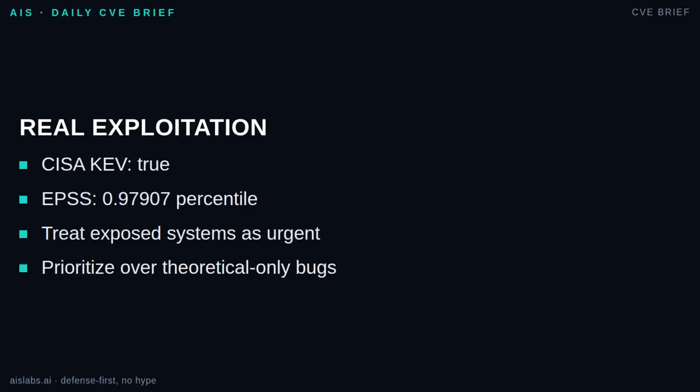Combined with an EPSS percentile of 0.97907, this vulnerability ranks very high compared with other CVEs for predicted exploitation likelihood. So the question for defenders is not, could someone eventually care about this? The question is, where are our ColdFusion instances? Are they affected? And how fast can we close the gap?